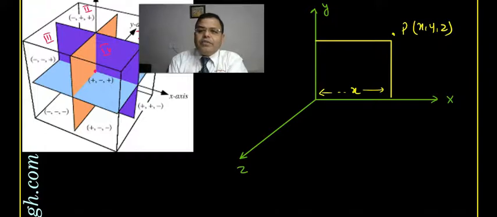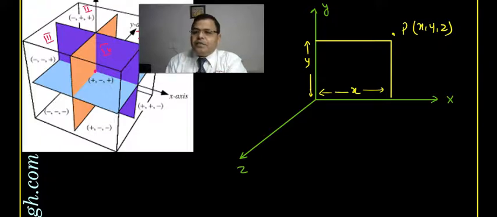Now, what about the z coordinate? The z coordinate is the distance along the z axis. So the x coordinate is the distance along the x axis, the y coordinate is the distance along the y axis, and the z coordinate is the distance along the z axis. These are perpendicular distances along the x axis, y axis, and z axis.